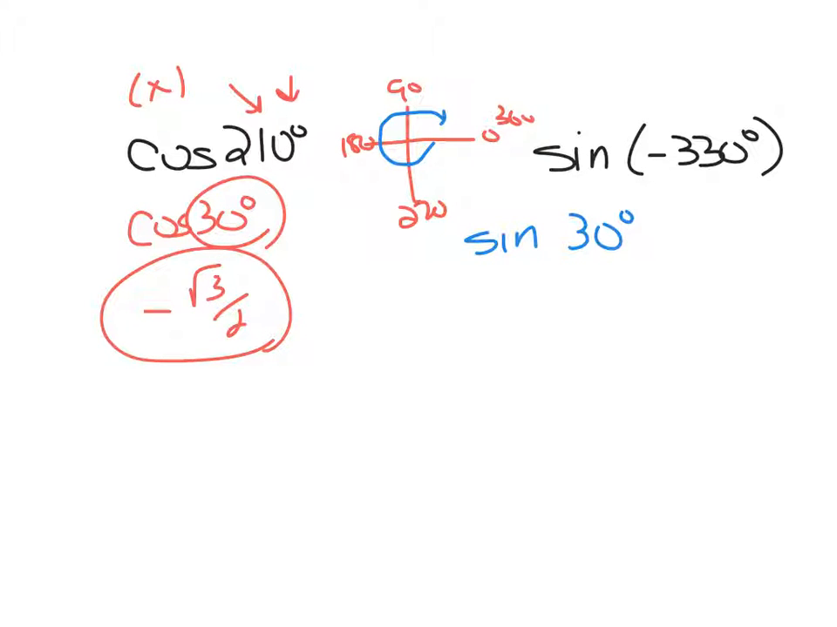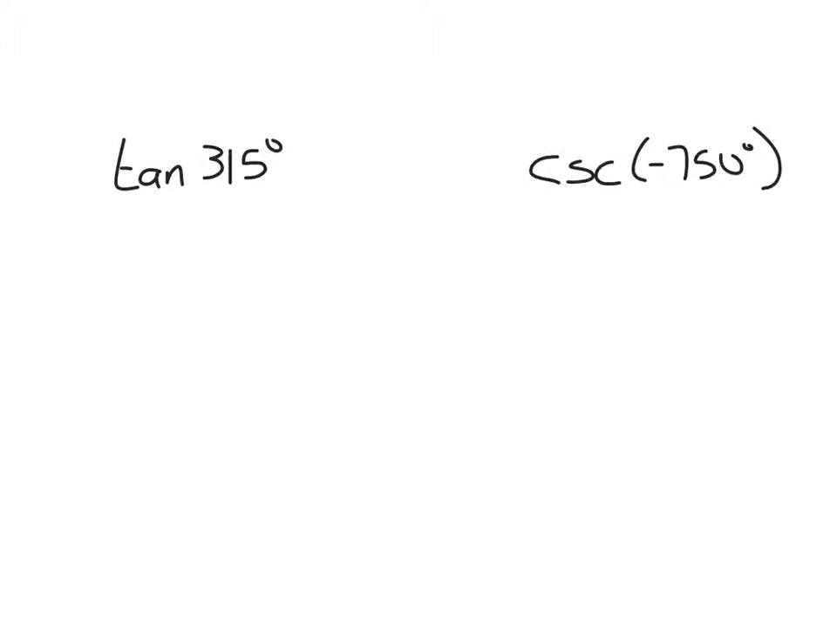So I'm really thinking about sine of 30, which is 1/2. And because it's in quadrant 1, it's positive 1/2. So the reference angle was 30. The value is 1/2. 2 more.